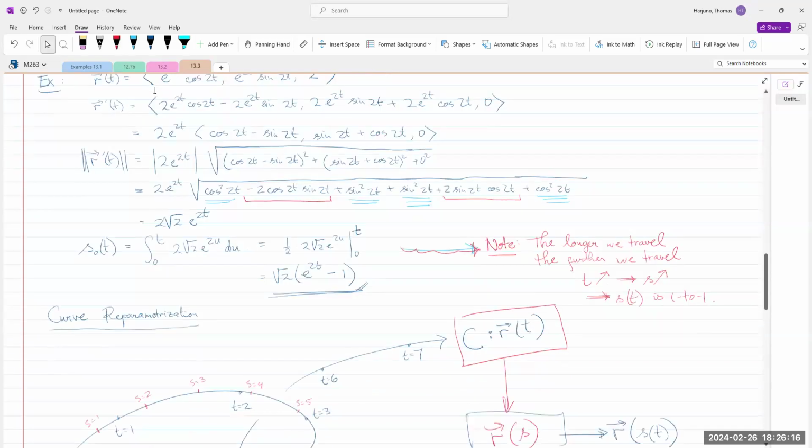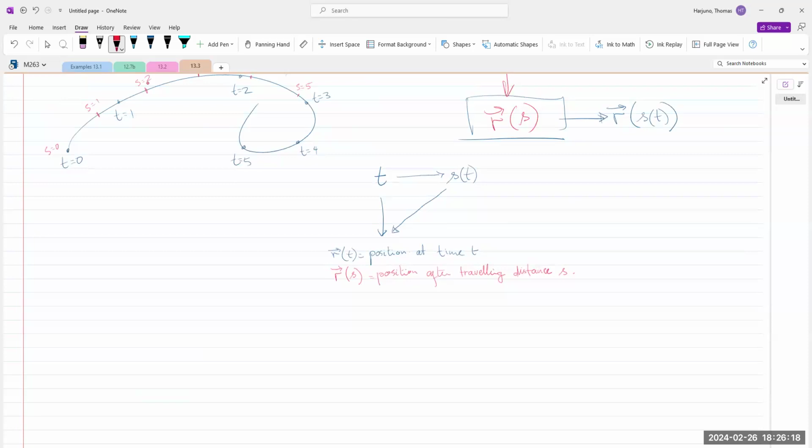Now, because it is a one-to-one function, there must be a way, since S(t) is one-to-one, then T(s), I know the notation seems strange, is the inverse of S(t). If you tell me the distance traveled, I can tell you the time.